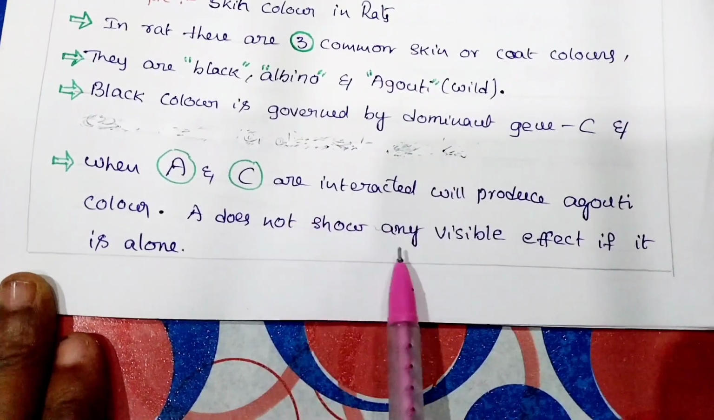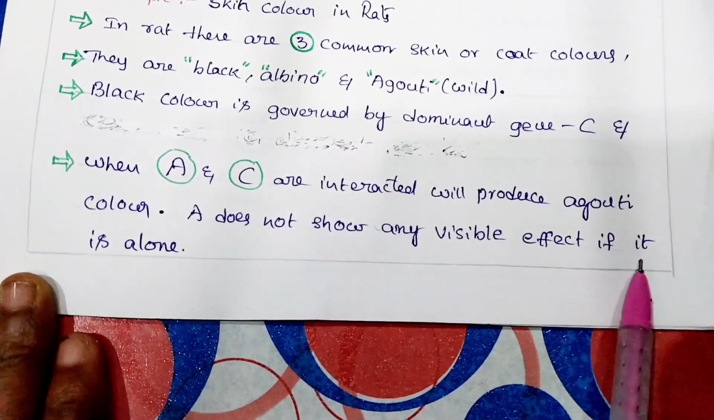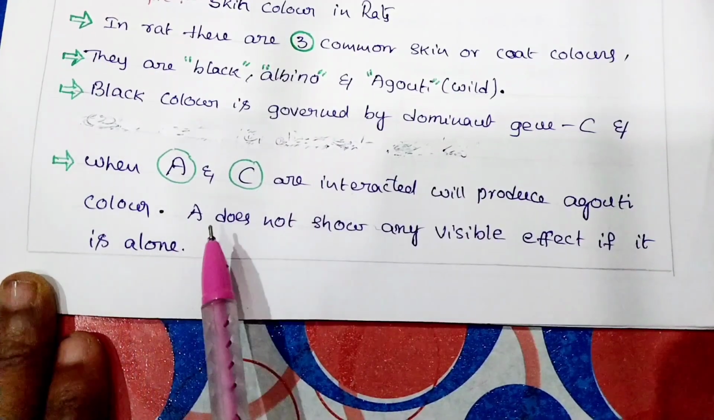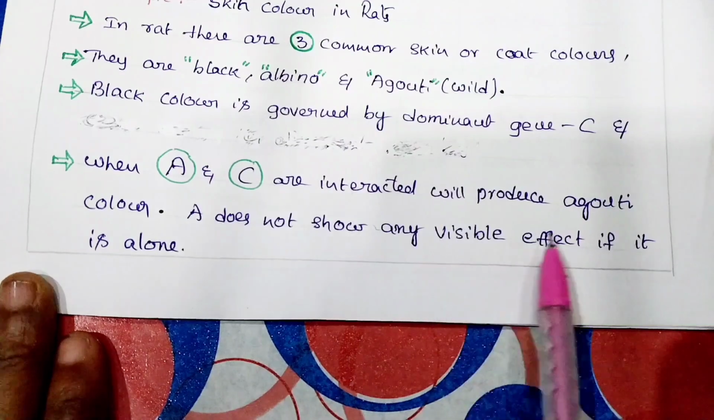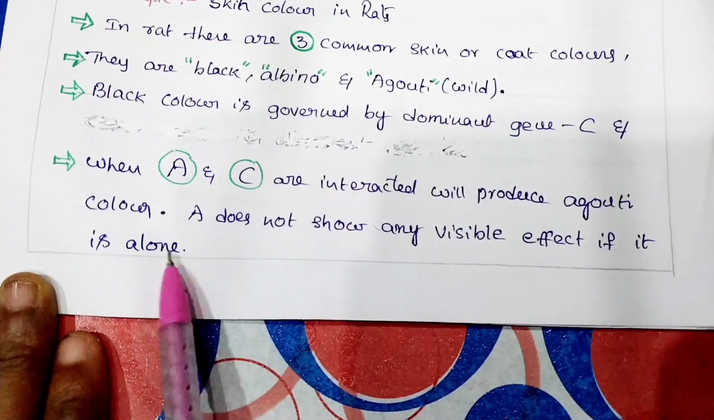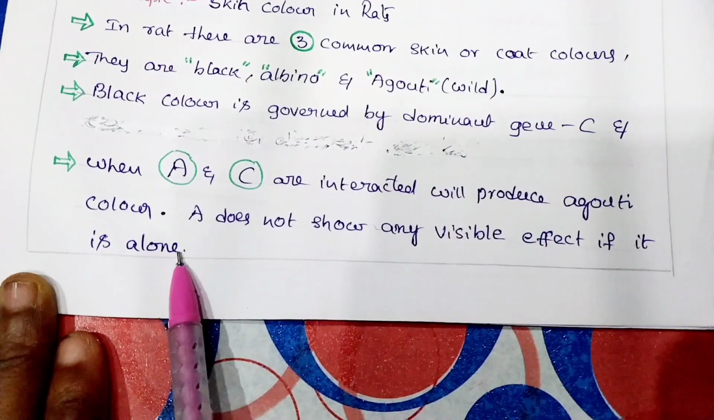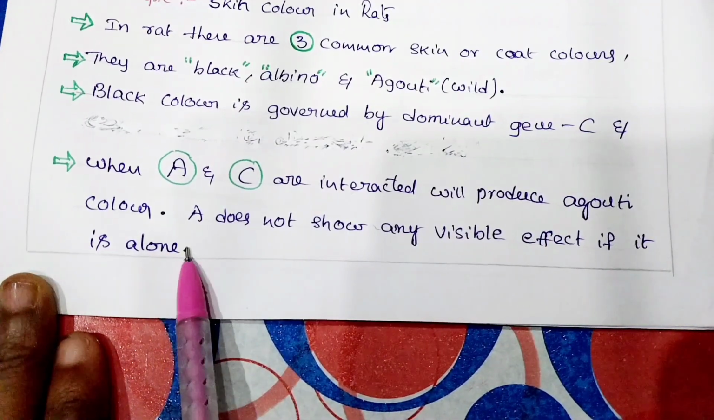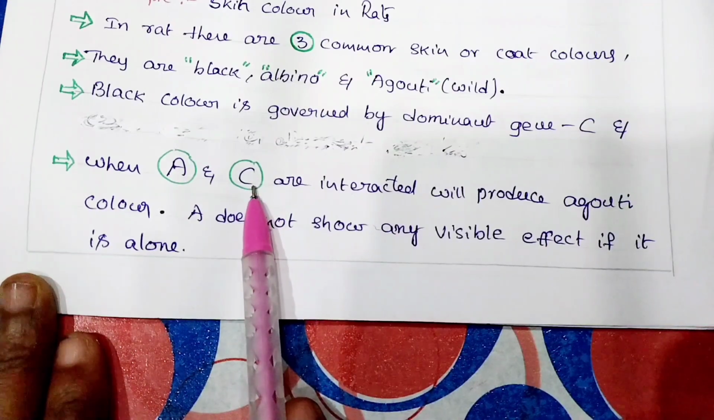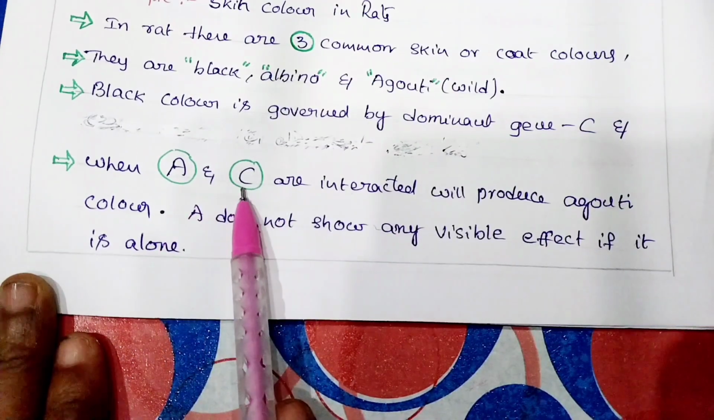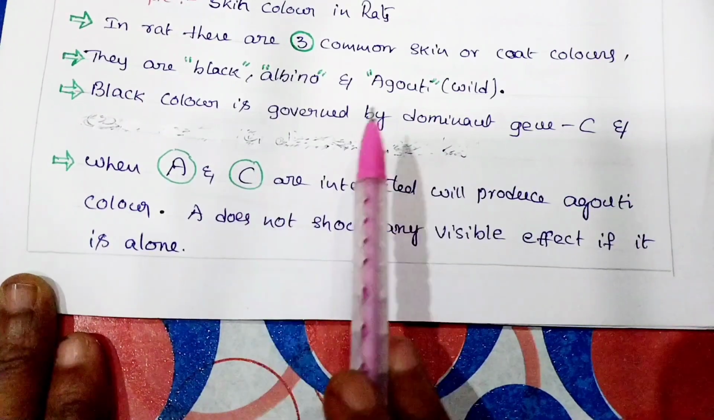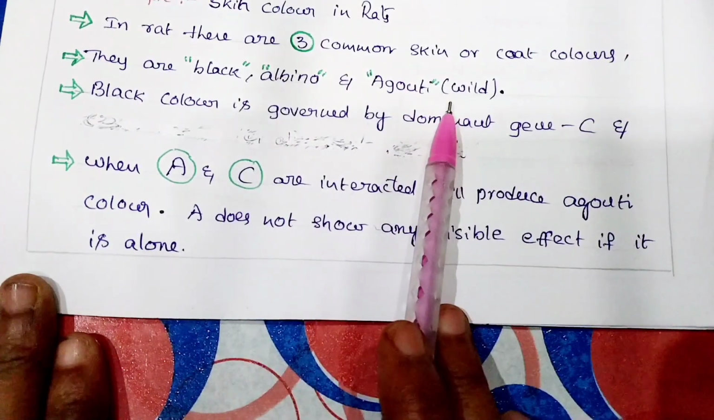A does not show any visible effect if capital C is absent. A does not show any visible effect if it is alone. If A is present alone, it will not produce any phenotype. But when it is present with capital C, it is able to produce agouti or wild phenotype. Remember.